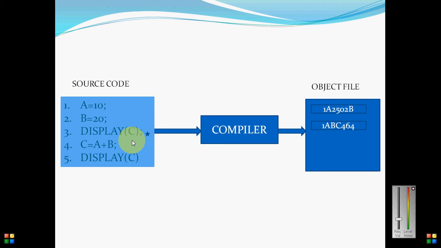Then it continues to the fourth instruction and converts it to machine code. Then it continues to the fifth instruction and converts it to machine code. When it has run all these instructions, the compiler will force you to remove this bug. When you remove the bug, the compiler compiles again and generates the object file.